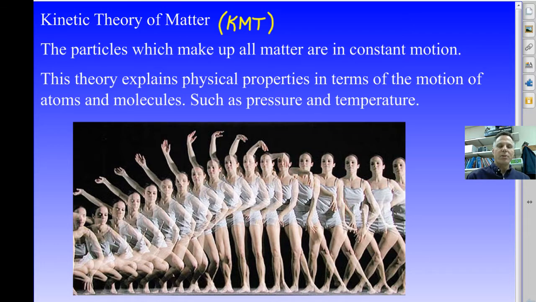Based upon this theory, we can describe different attributes, like temperature. We can describe temperature according to the kinetic molecular theory. We can also describe pressure according to the kinetic molecular theory. So we're going to take a look at a PhET simulation real quick to see how the kinetic molecular theory can describe temperature and pressure.